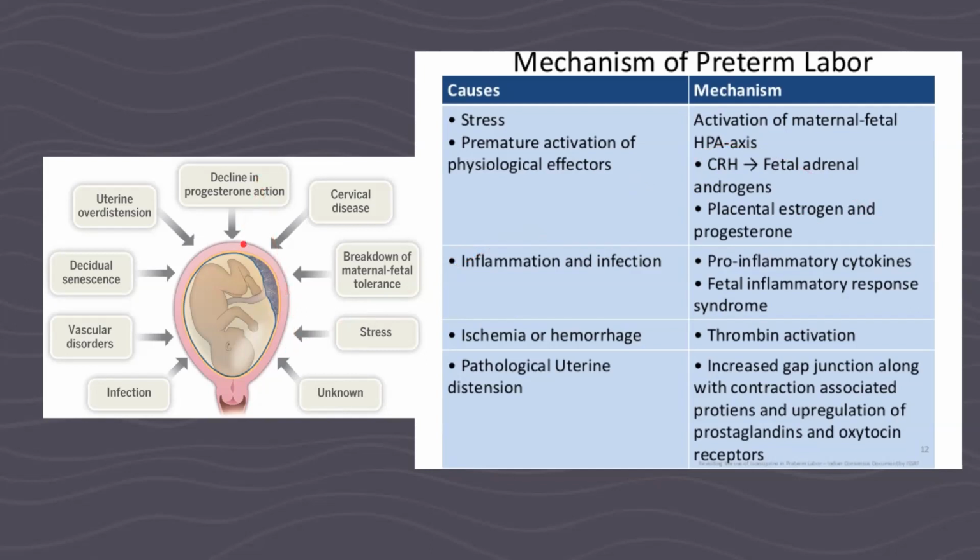You're going to have a decline in progesterone action. If you have cervical disease, that is going to allow dilation a little bit earlier. If you have uterine overdistension, that is going to activate the oxytocin positive feedback mechanism. And then the other causes are going to be related to the inflammatory cytokines and prostaglandins that are going to break the water, separate the placenta from the wall of the uterus, or ripen the cervix.